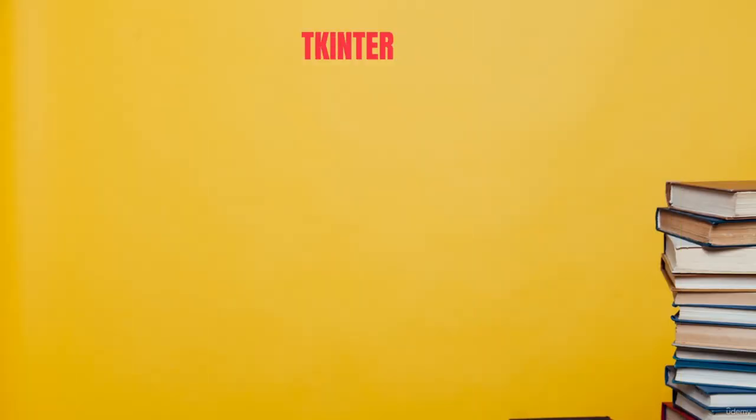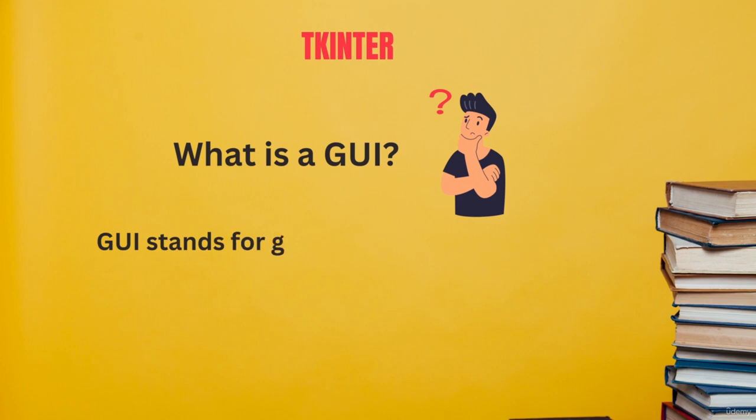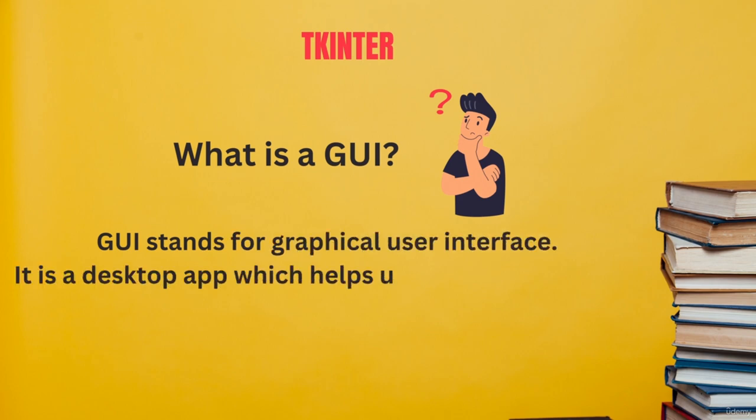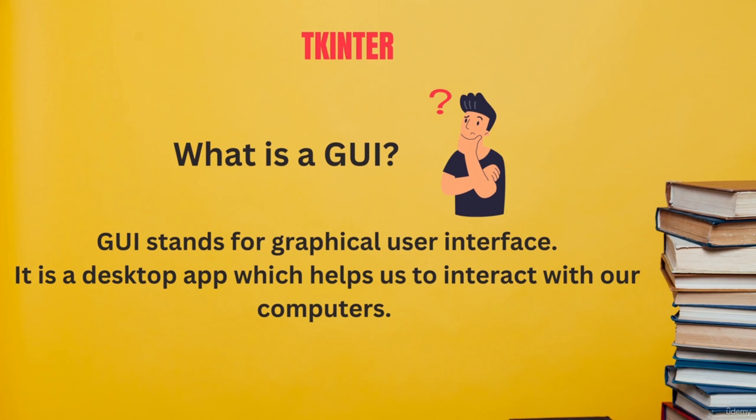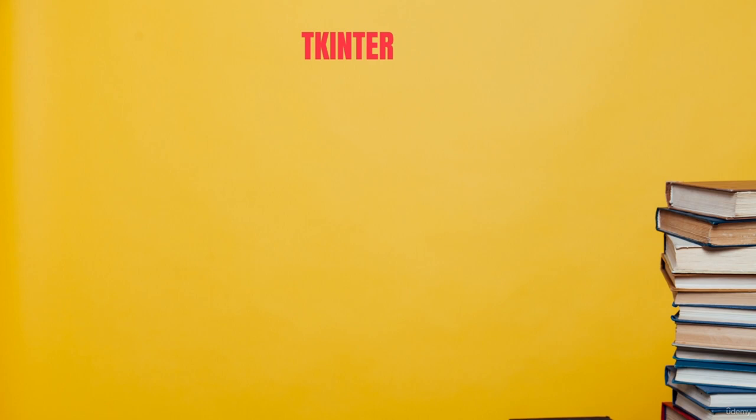First, let's understand what is a GUI. GUI stands for Graphical User Interface. It is a desktop app which helps us to interact with our computers. In our project, we interacted with the console, which wasn't very fun to do. All the apps that you run and use all have a user interface, but our little project didn't, which was a little boring. So let's learn about GUI and add it in our small project.